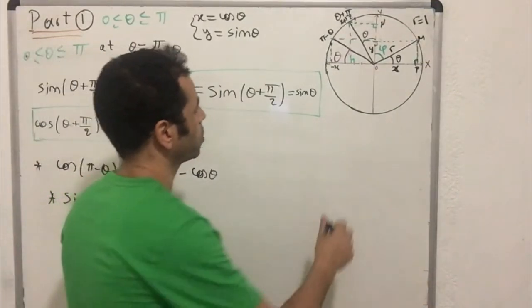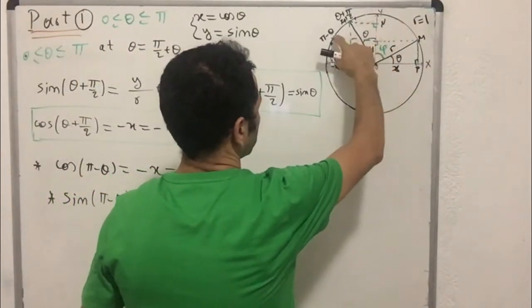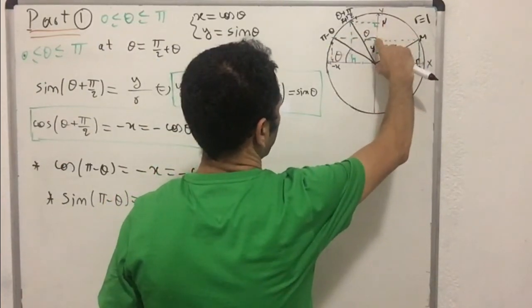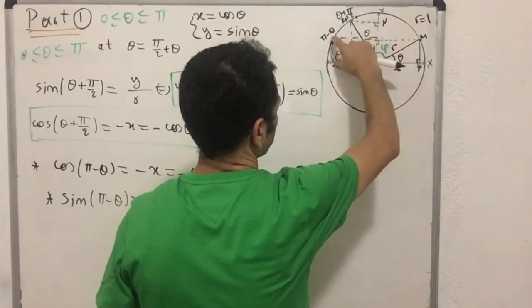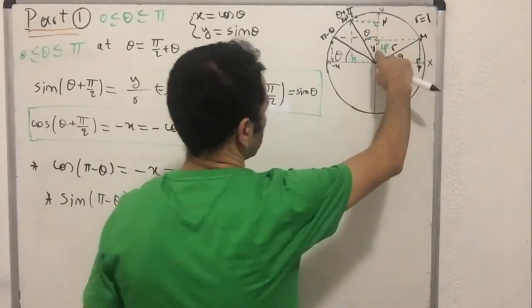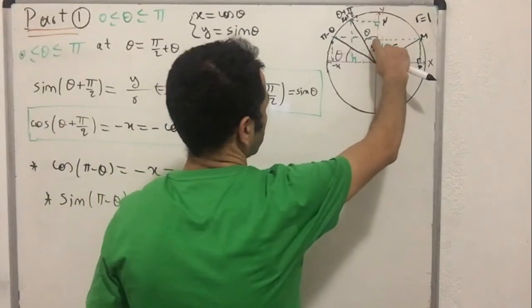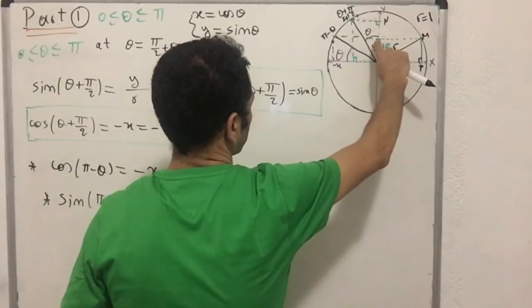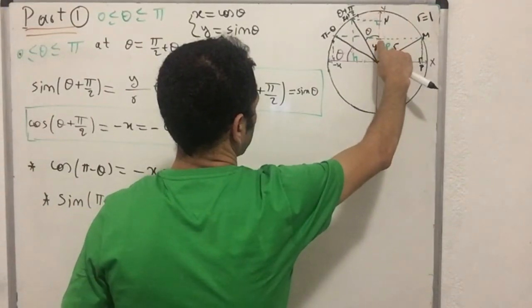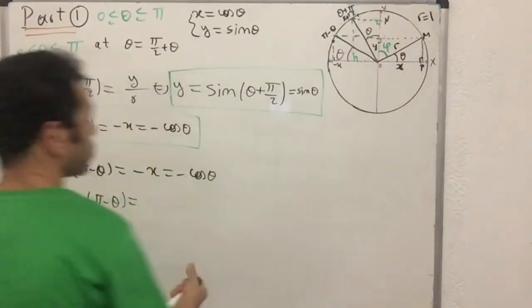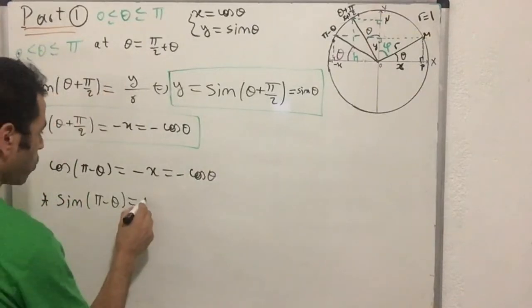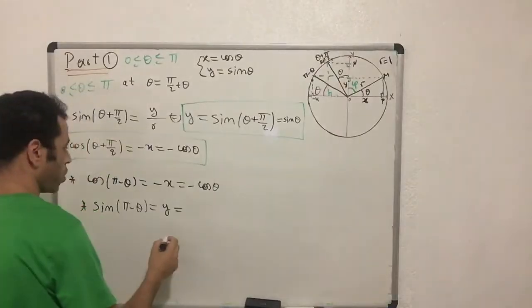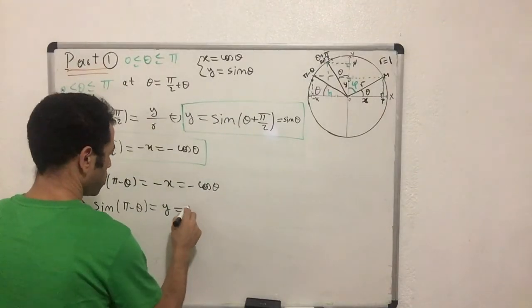I'm going to calculate sine of pi minus theta at the same point. As you see, if you extend this point on the vertical axis, you will see this distance equal to y, which I pointed out before. This y equals sine theta. So this distance equals y, in the positive direction, so y equals sine theta.